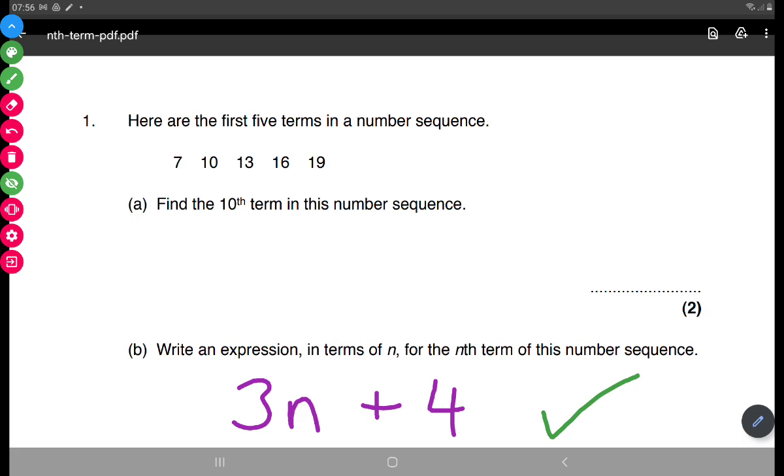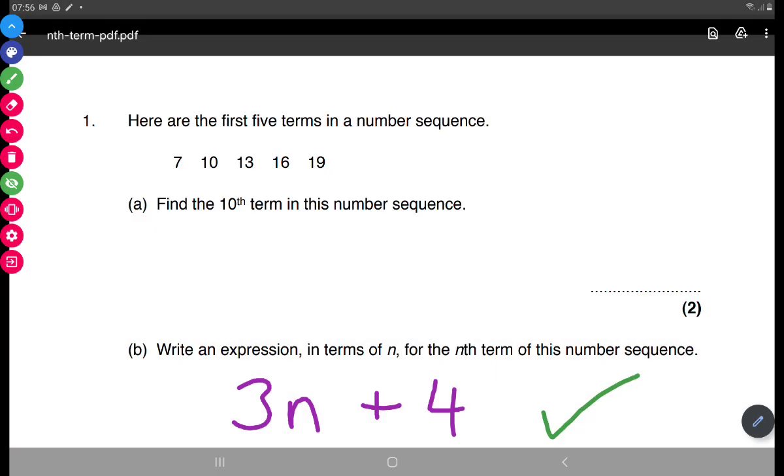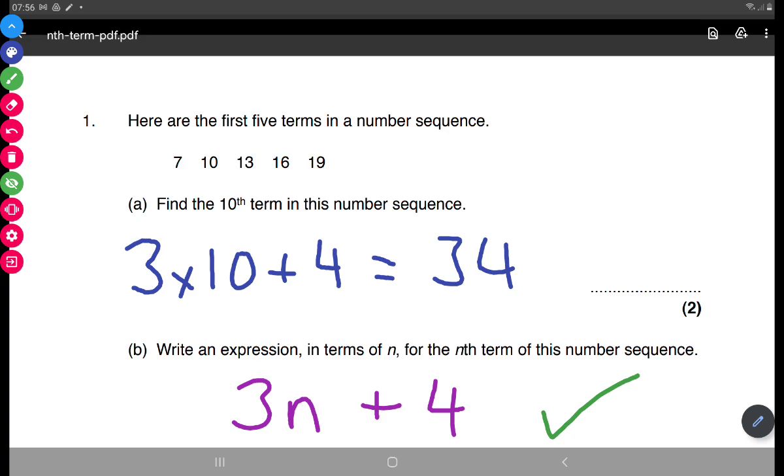Trust me. So, finding the 10th term is quite simple. All we have to do is replace n with 10. So it'd be 3 times 10, add 4 equals, multiplication first is 34. Yeah? 3 times 10, do multiplication first because of BIDMAS. 30, add 4 is 34. So we can tell you that if you were to continue writing that sequence, you can now find out what number is in any position, in any term of that sequence.